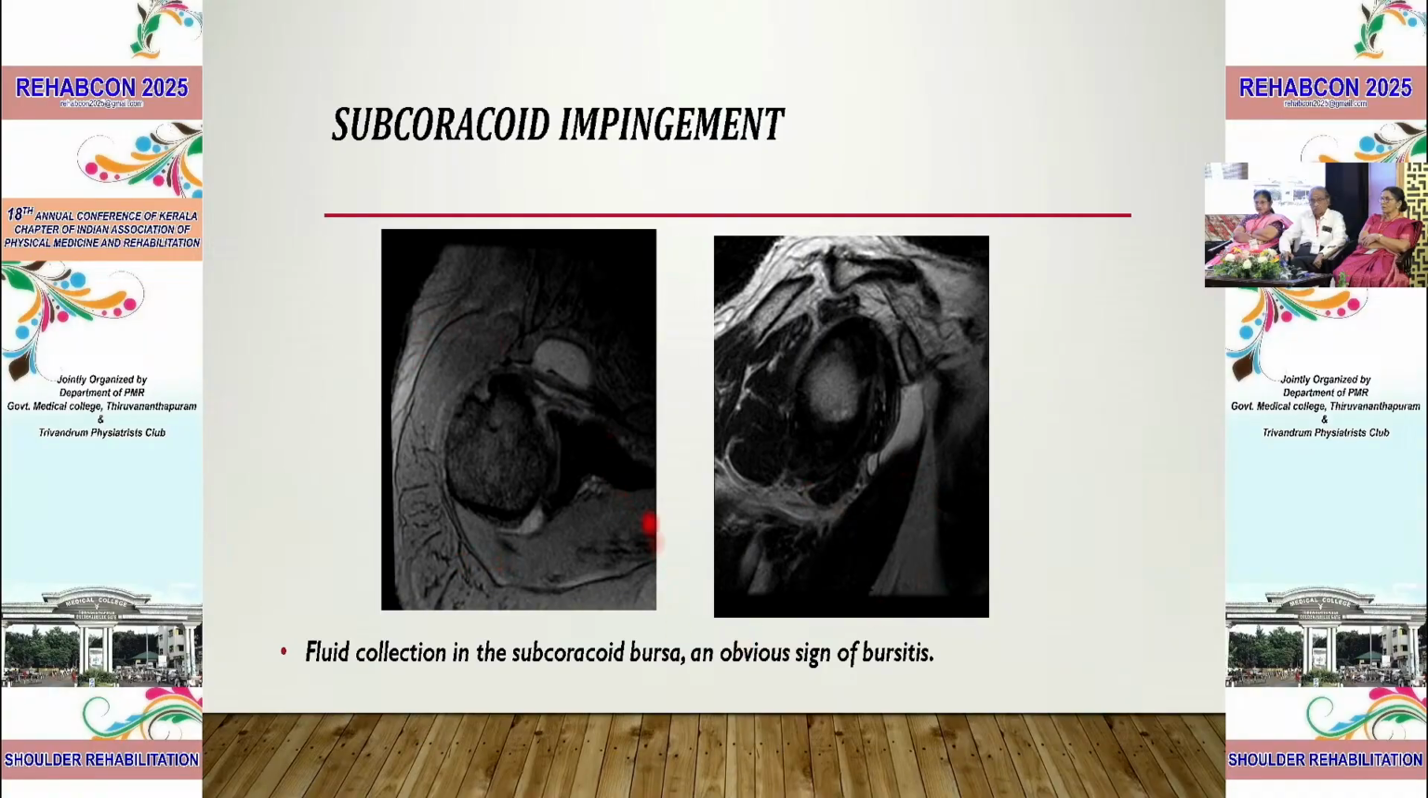And why I'm saying this: when you see a fluid anywhere, adjacent bursae, look for the adjacent tendons. You can see the lesions, slowly you have to pick it up, either in MR or in ultrasound.